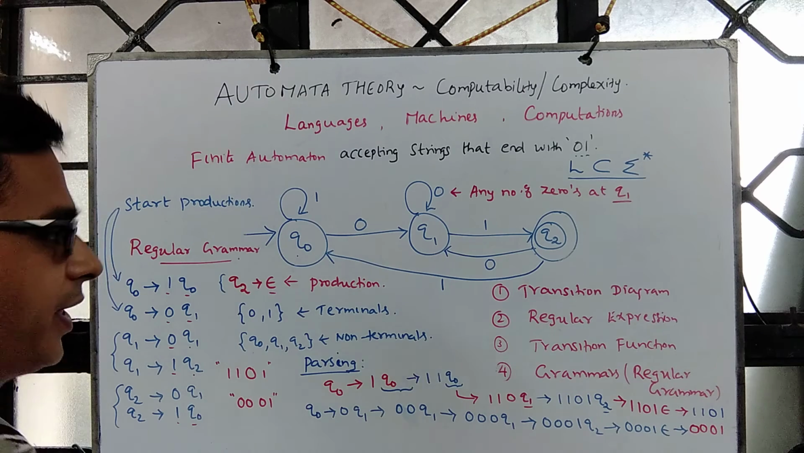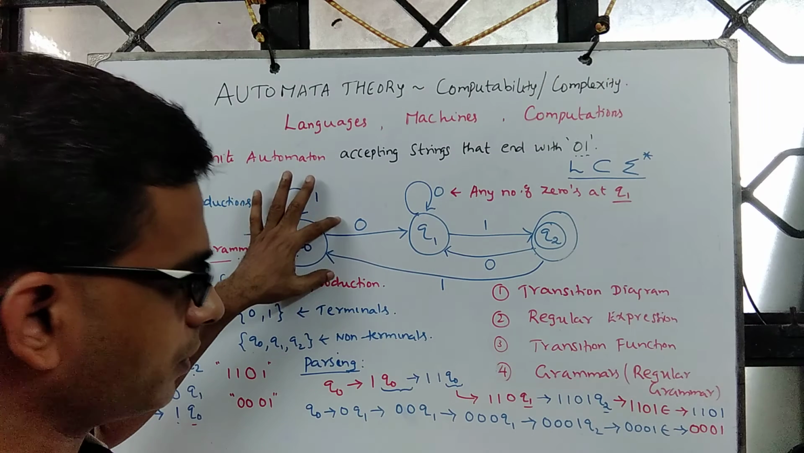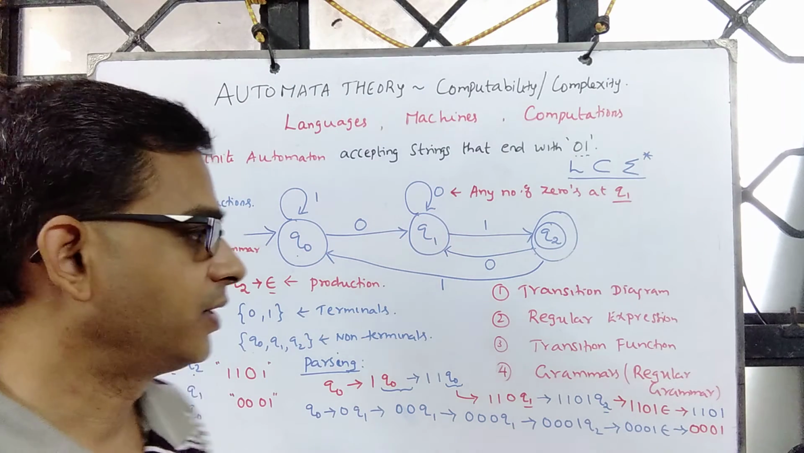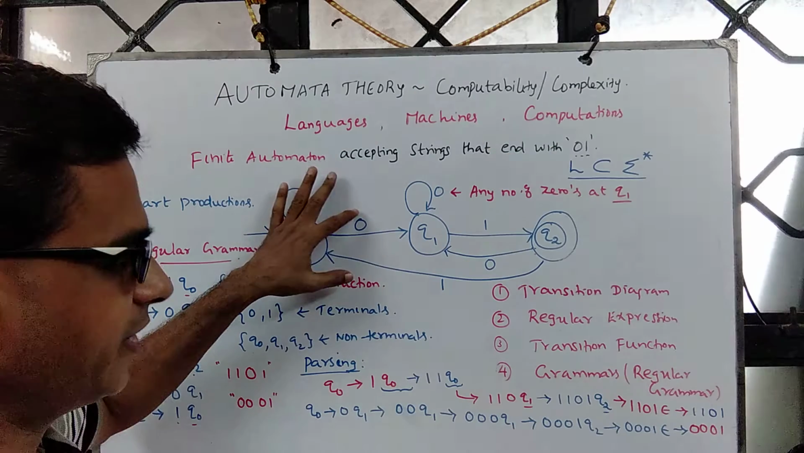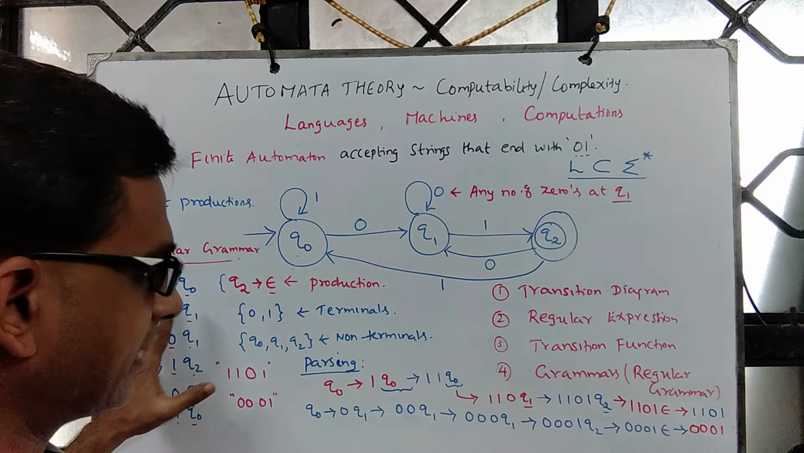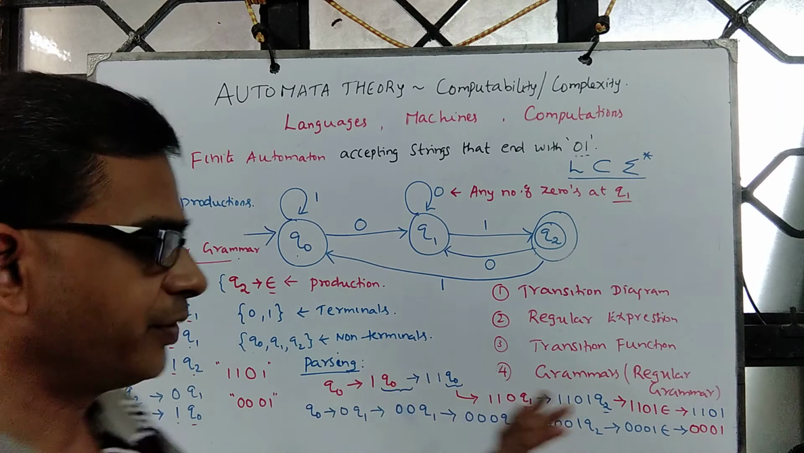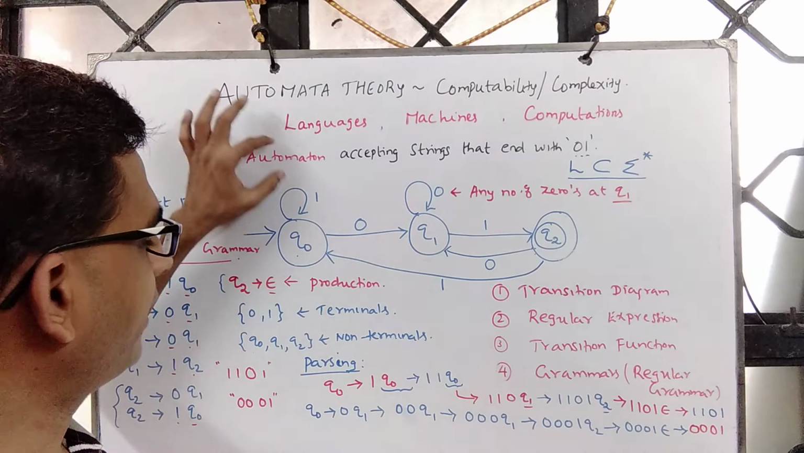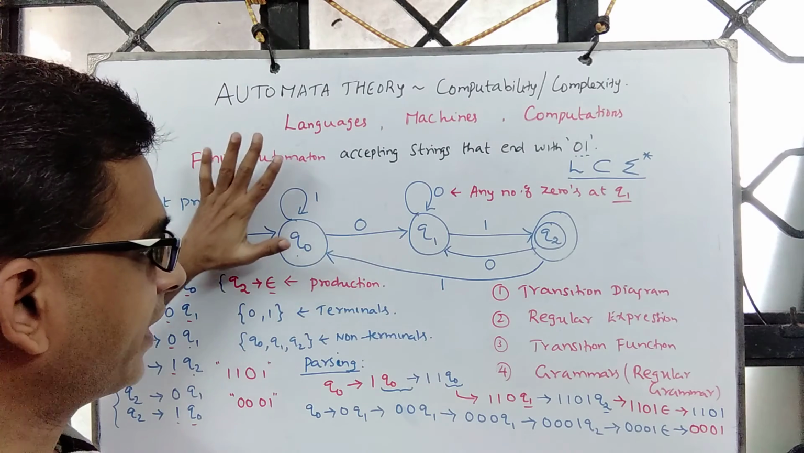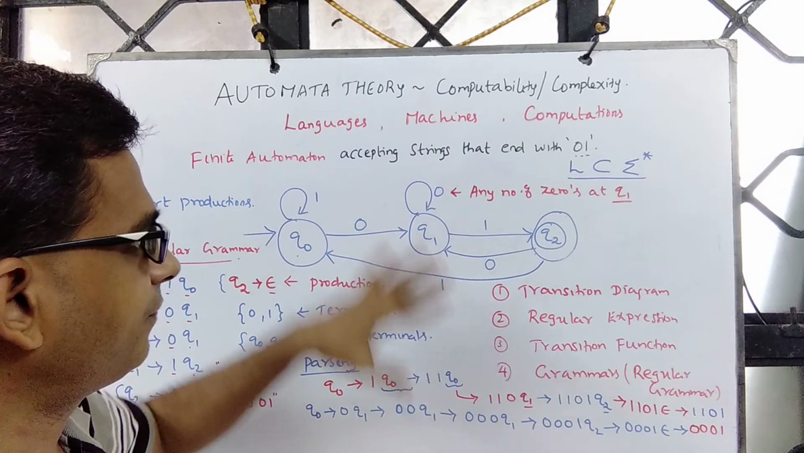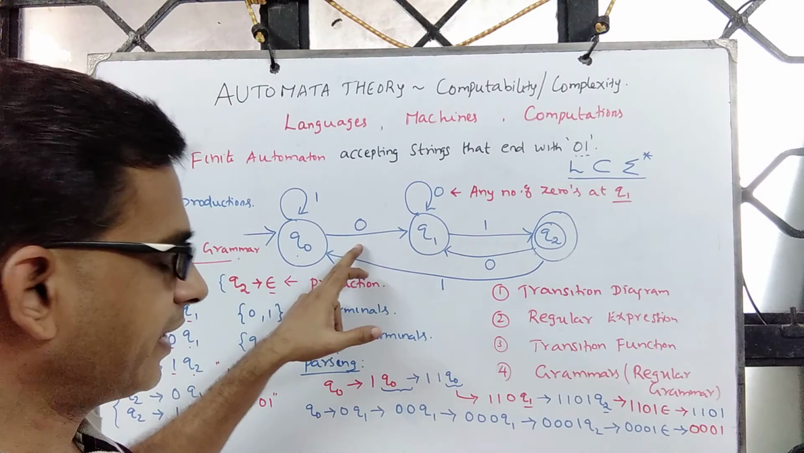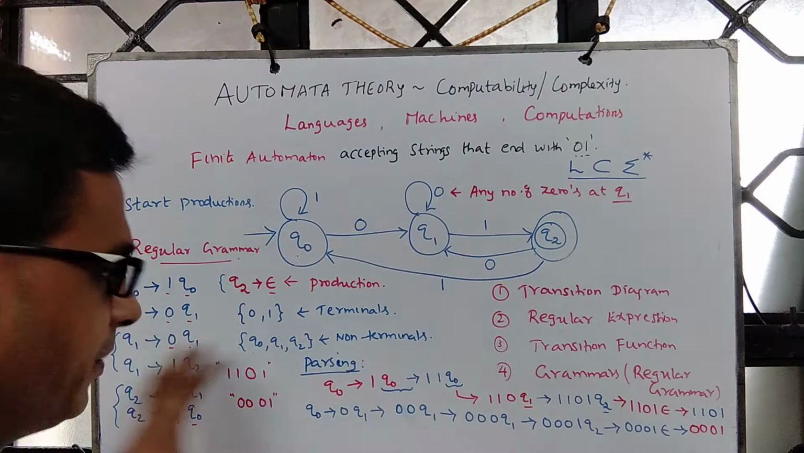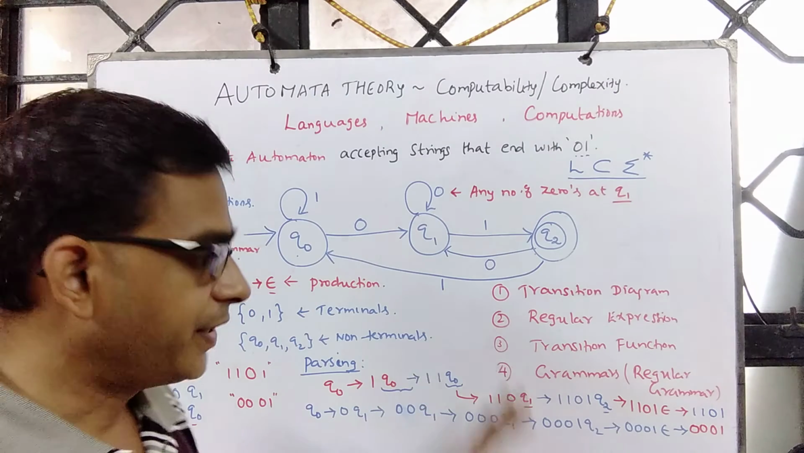So this way, any string that is accepted by this automaton can be generated through this parsing method. And something that is not accepted by this, one cannot generate. Something that is accepted by this, one can generate following this parsing scheme. So what we have seen is, given a language like this, one can come up with different ways of answering this question: a transition diagram, a regular expression, a transition function, or a regular grammar like this. And they are all equivalent.